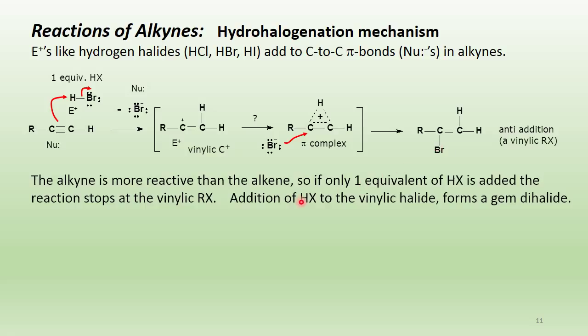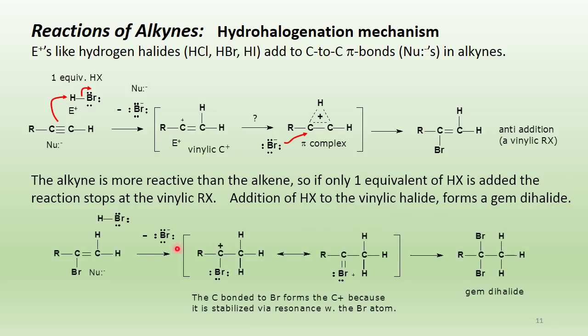We could then add a second mole of hydrogen halide to the vinyl halide, in which case we form a gem dihalide, as shown below. Here's our vinyl halide. Pi bond remains. It's nucleophilic. It donates a pair of electrons to the electrophilic hydrogen. Bromide is the leaving group. It's a good leaving group.